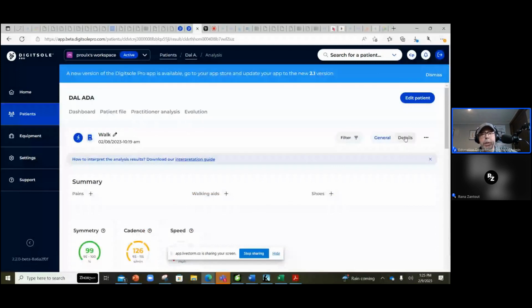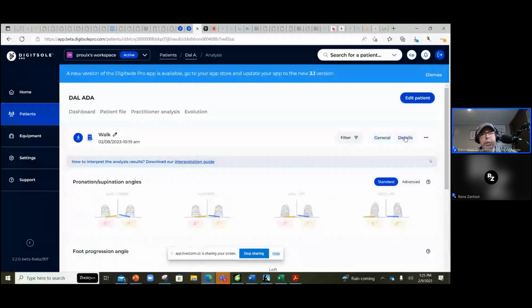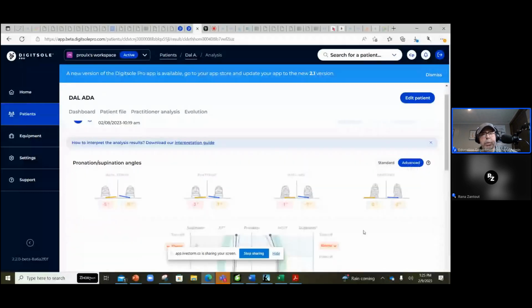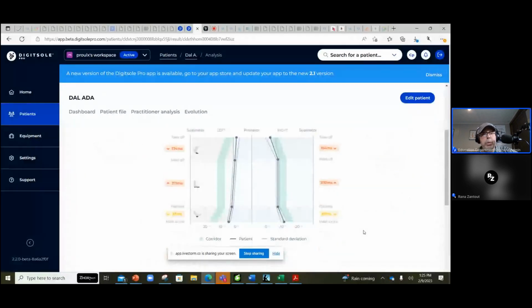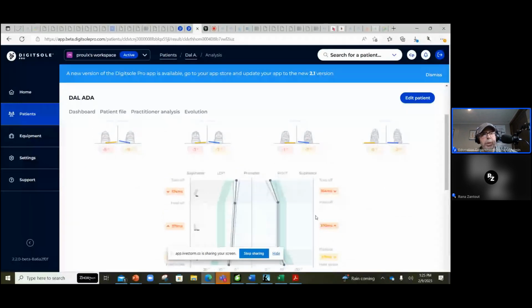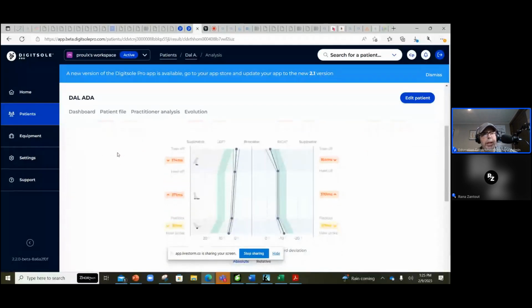So now we can go up here and we can click to the details view. And the details view is going to give us a little bit more information. And if I click on advanced, now we can look at this pronation supination. So you see up top here, there's a graphical representation. And then of course there's numerical values. A negative angle, a negative number means that they were heel striking on the lateral aspect of the foot.